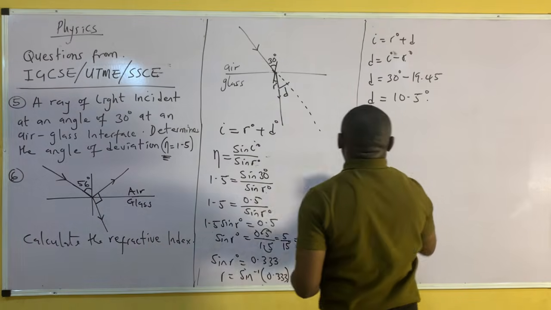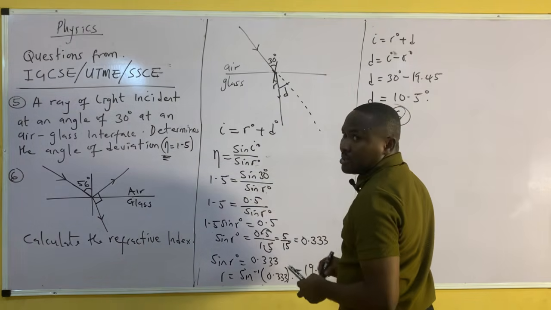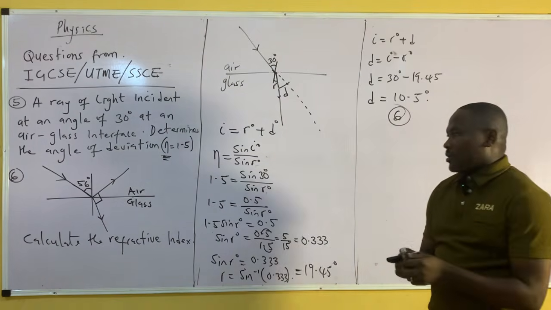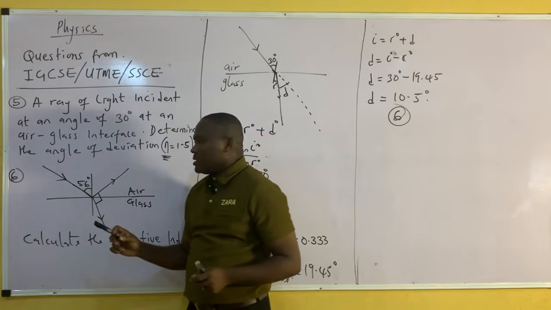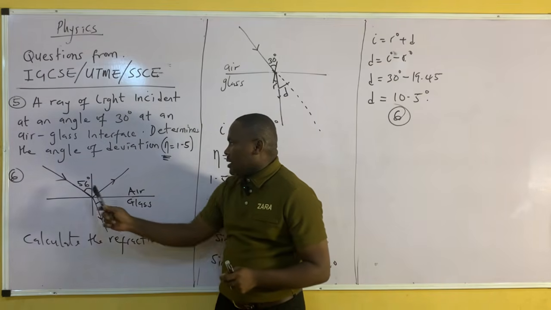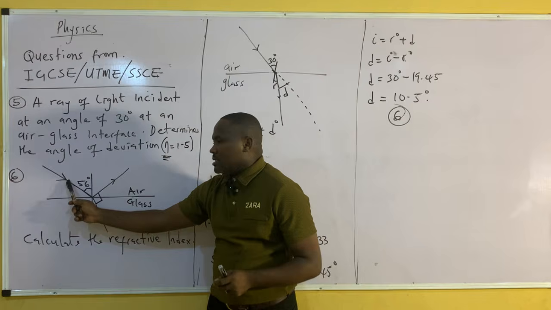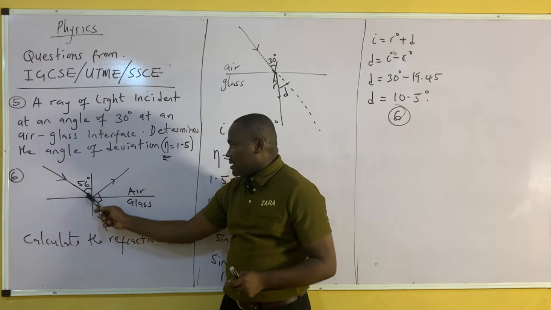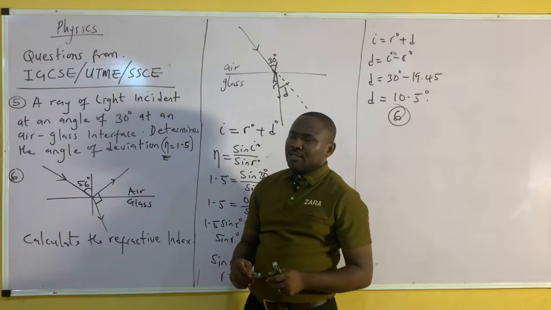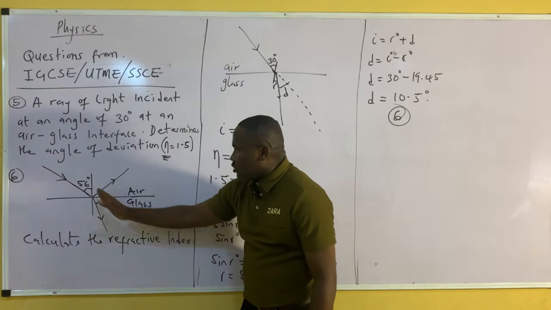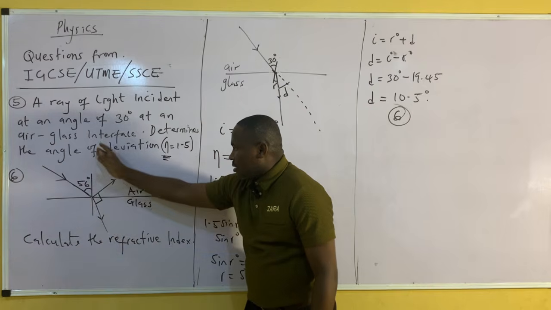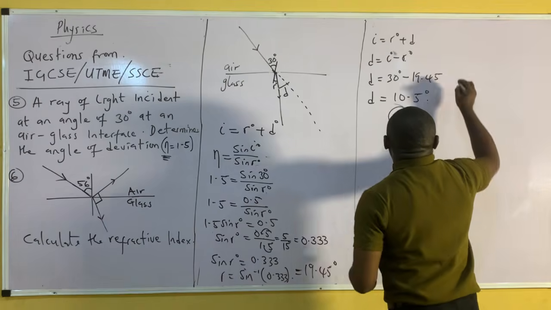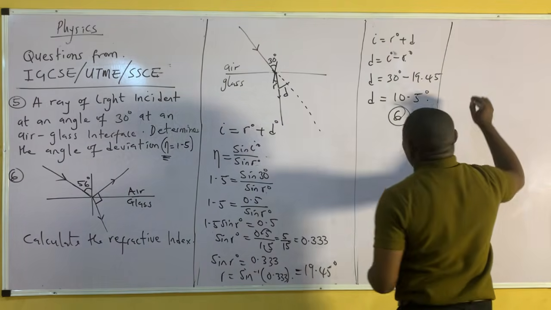Now let's see the next one, which is question number 6. Question number 6 is a very funny question. Why? Because you see things very important here. This is the incident ray, this is a reflected ray, and this is a refracted ray. To solve this question, look at this straight line here. I want you to look at that question very well. It's a very funny question.